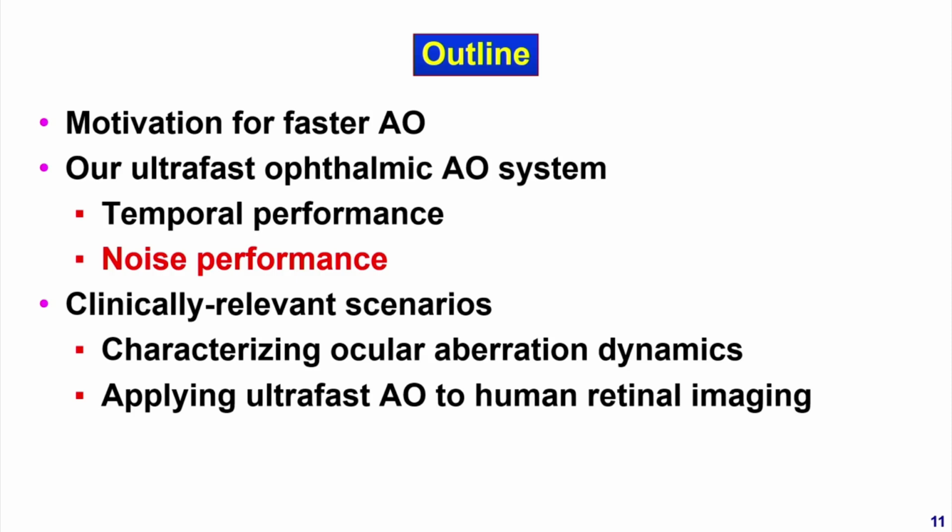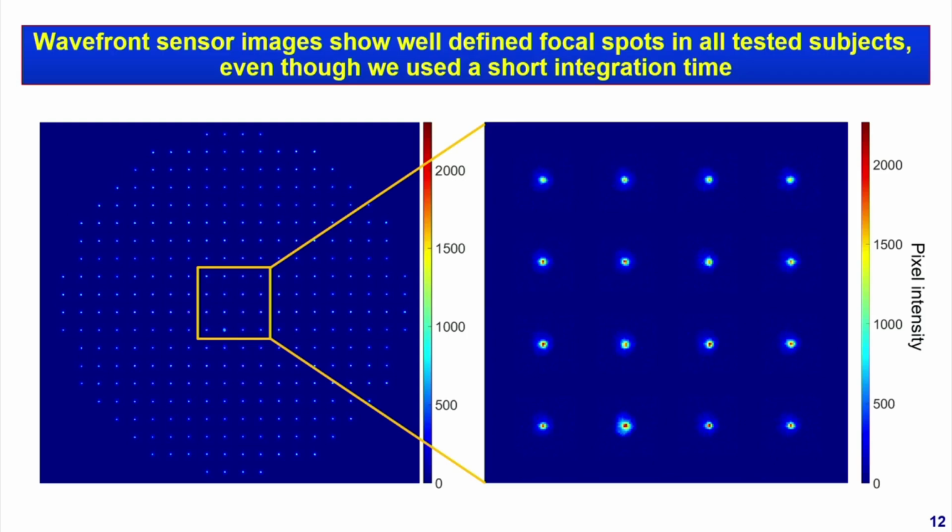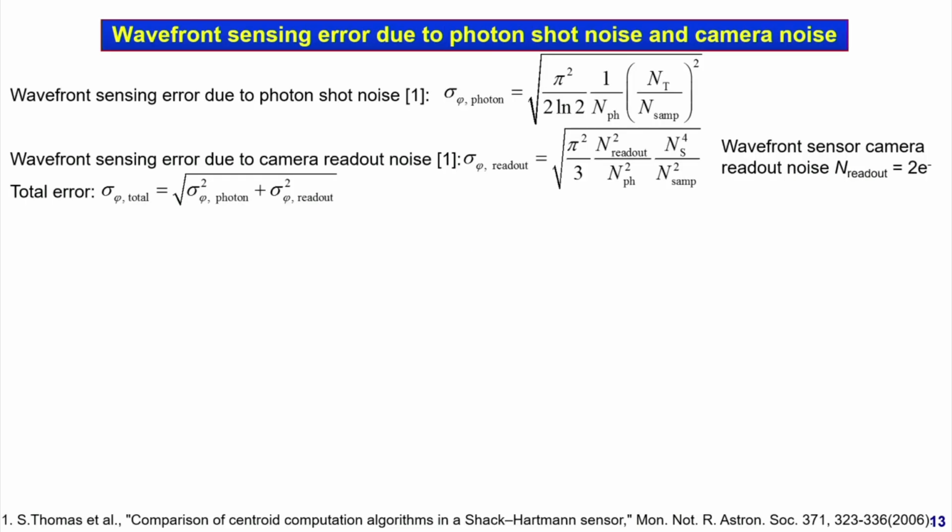Because our wavefront sensor uses a very short integration time to reduce the latency, we need to understand the noise performance of our AO system. Our wavefront sensor images show well-defined focal spots in all tested subjects, even though we use a short integration time. From these images, we can compute photon numbers and other parameters. Then we can compute the wavefront sensing error due to photon shot noise and camera noise using these equations.